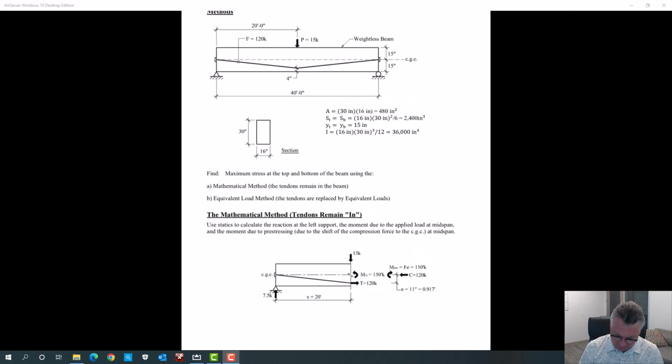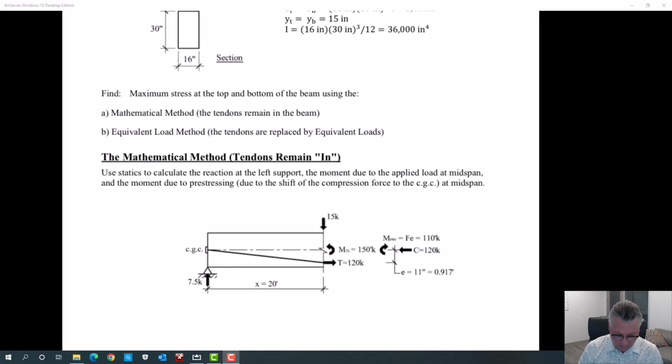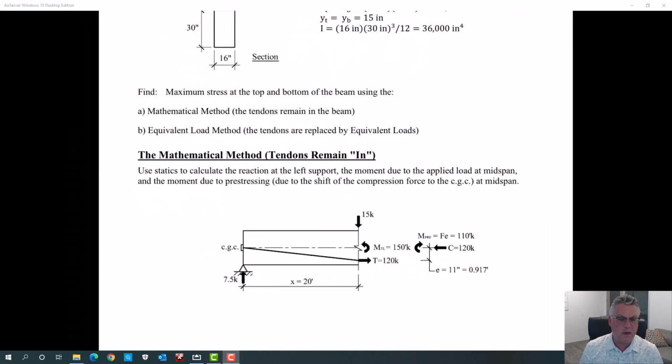Nothing could have been farther from the truth. The equivalent load method is the dominant method. It's the dominant method today. It's the dominant method in all software that's being written, or that has been written.